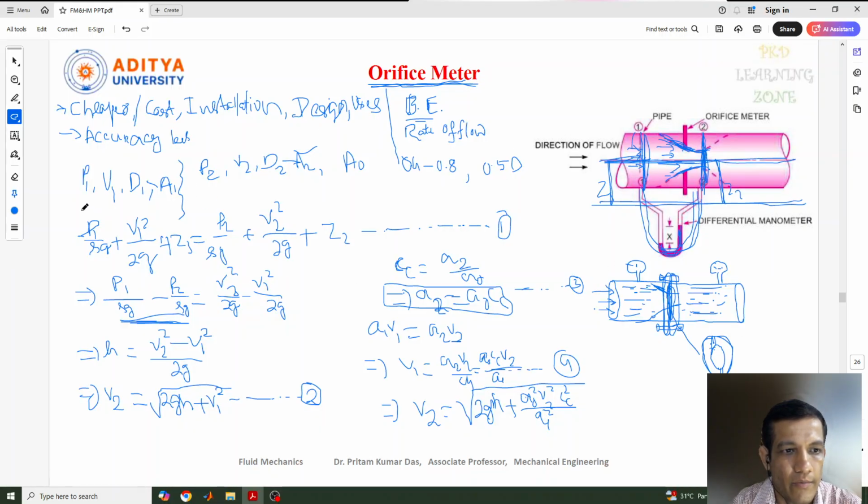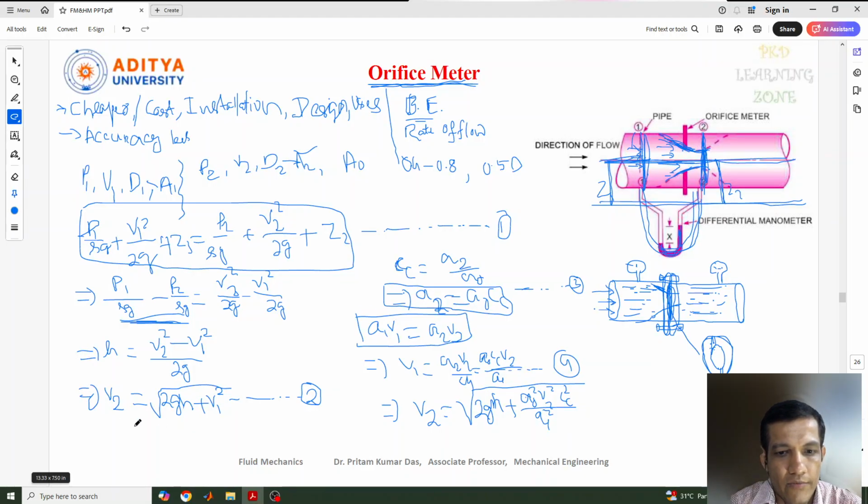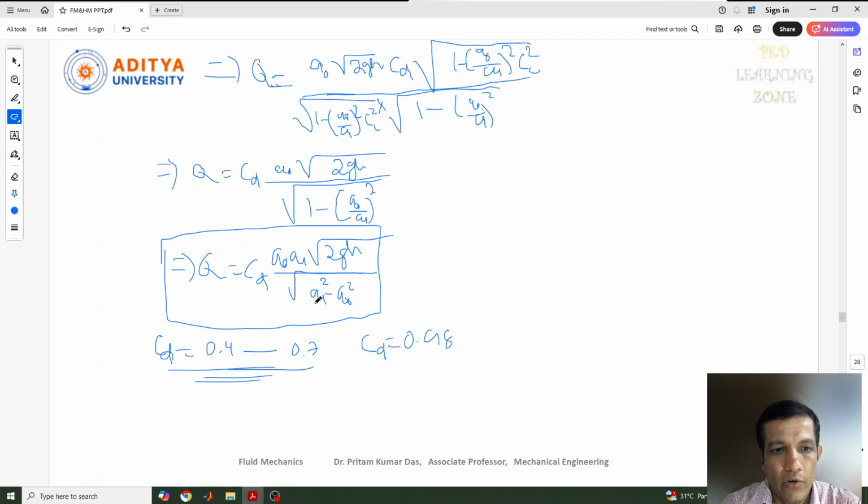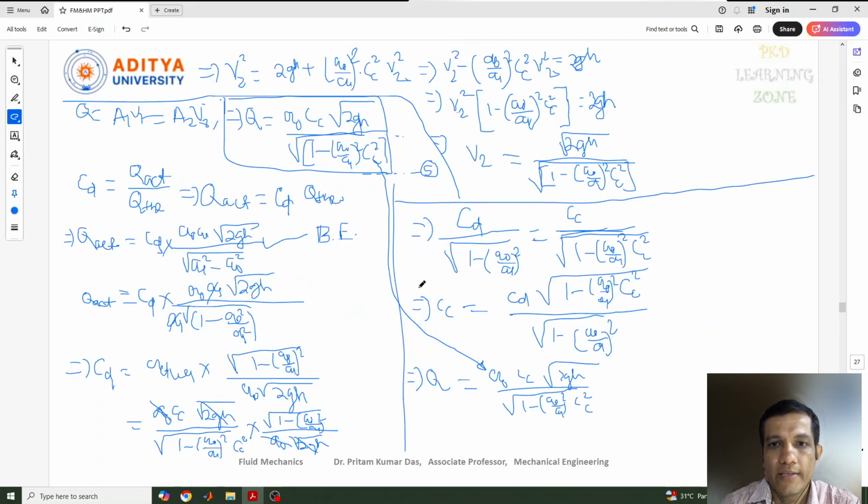We started from Bernoulli's equation, then applied the continuity equation, and here I took this V2 value, then put the P2 value here. After that we solved this equation, the Cc term, the coefficient of contraction, came, we converted it into Cd, and finally we got this equation. So I hope you understood this equation.